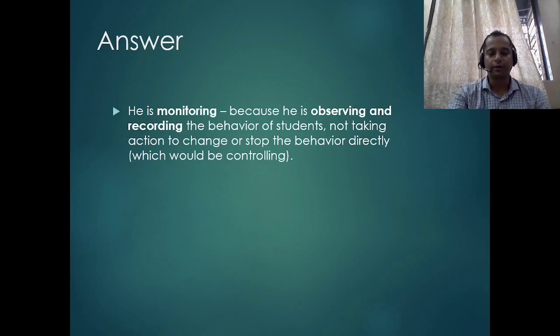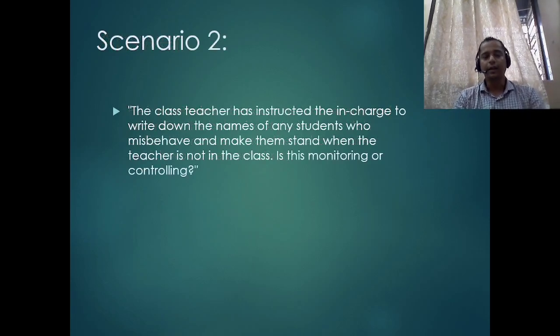Now the next scenario. Again, the class teacher has instructed the in charge student or the prefect or the monitor to observe and write down the names of the students, and even make them stand when they are not behaving in the class when the teacher is not there. So now, is this monitoring or controlling?